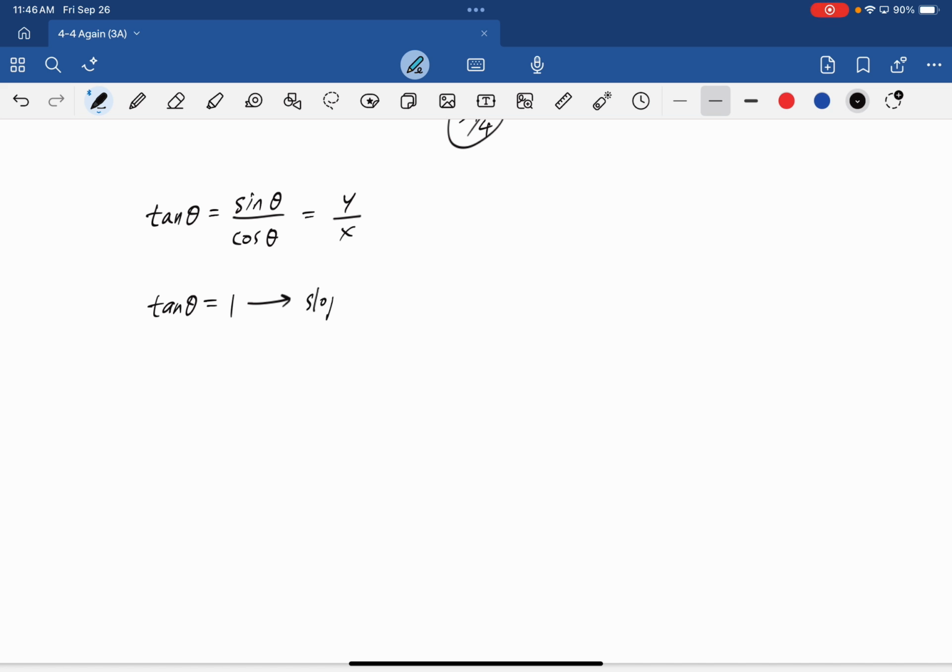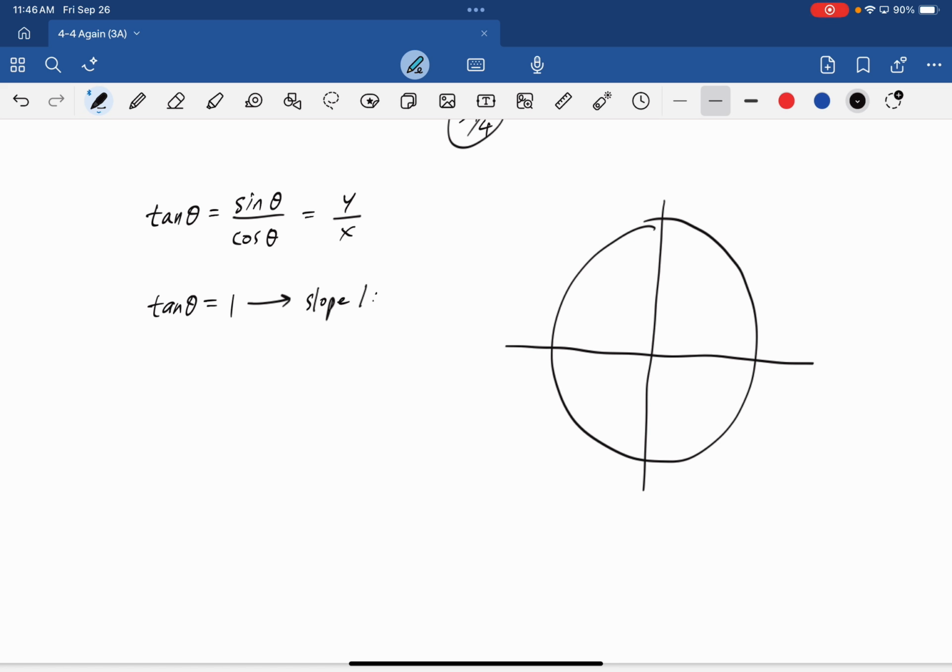So I'm going to draw a line of slope 1 that goes through the origin for my unit circle. And the points I'm looking for are simply where it intersects the unit circle. And I'm done. Pi over 4 and 5 pi over 4. So much easier.